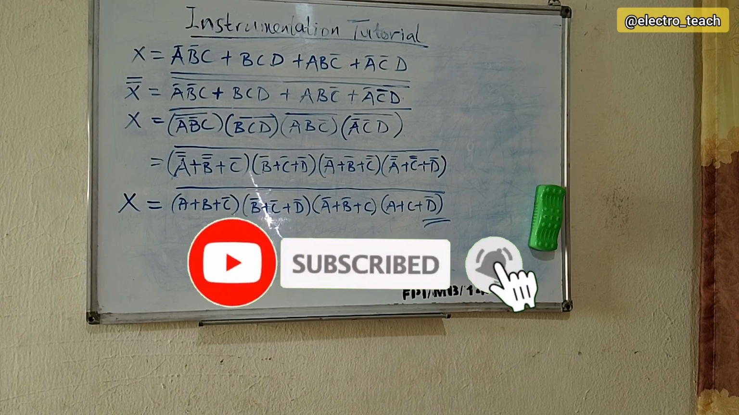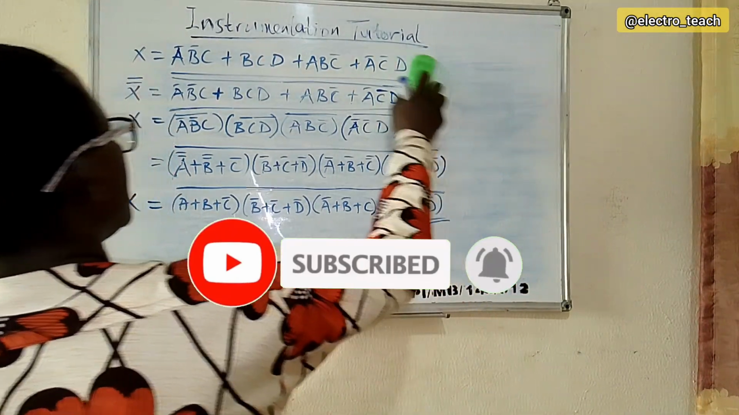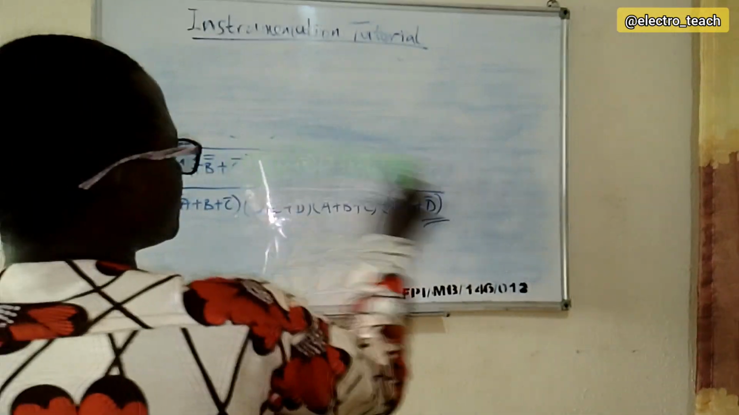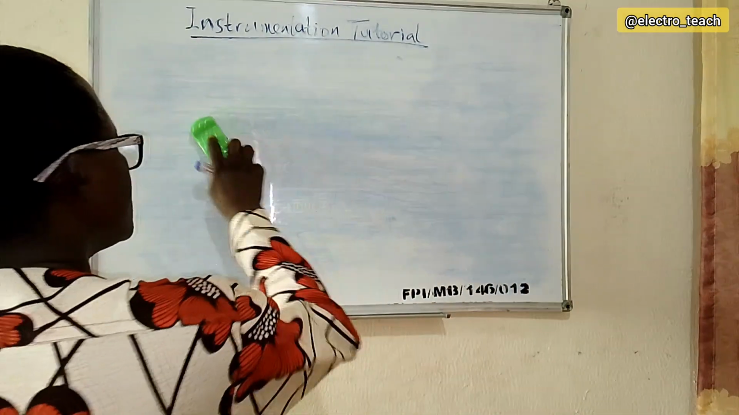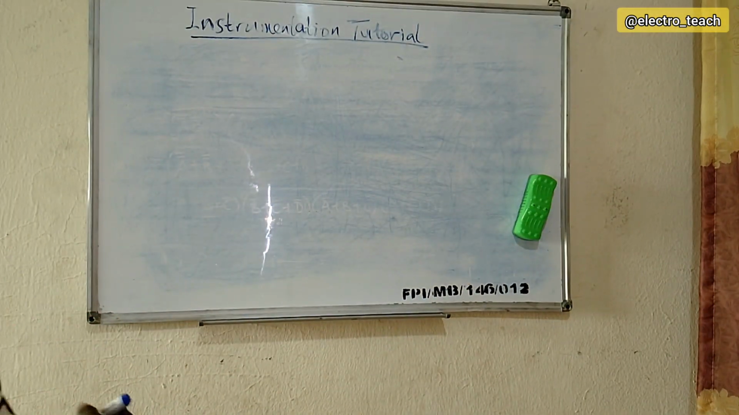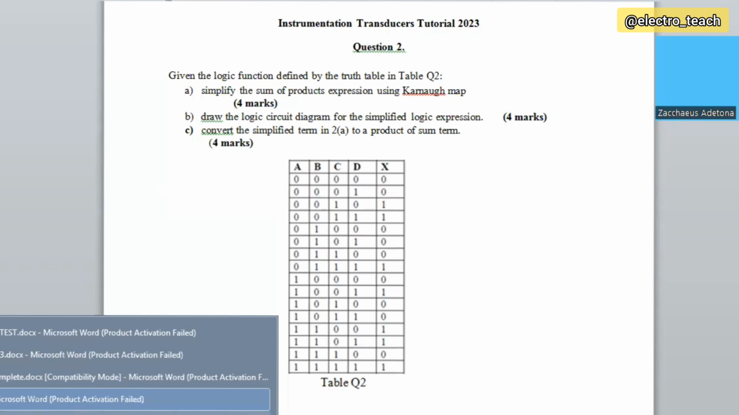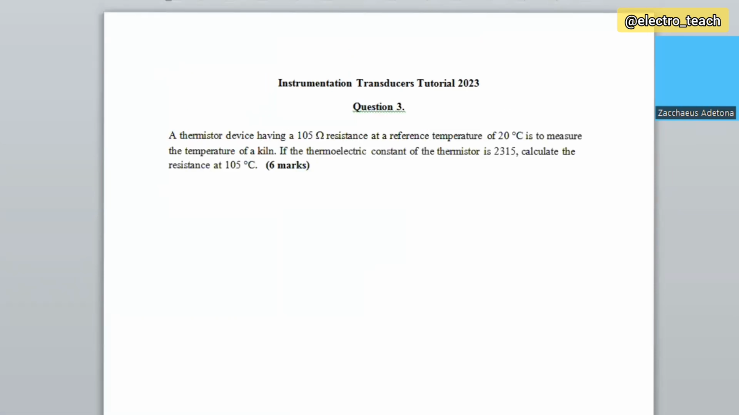So we are moving on to the calculation now. So let's look at the last question. The last question is a calculation based on another transducer, which is a thermistor. Thermistor is a transducer that converts heat energy into electrical energy.